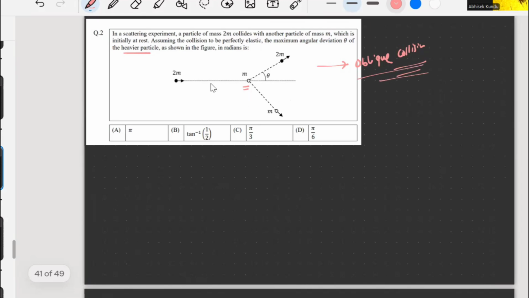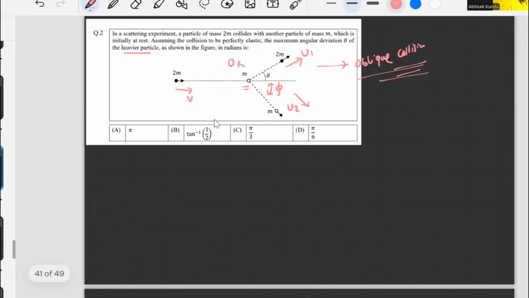So we have to assume many things here. Let us assume that the initial velocity of the mass 2m is v, and the initial velocity of mass small m is 0, as it is at rest. After the collision, the 2m mass is going at an angle theta with velocity v1, and for mass small m the angle is not mentioned, so we have to assume it. Let's say phi is the angle, and the velocity also we have to assume, v2, along this line.